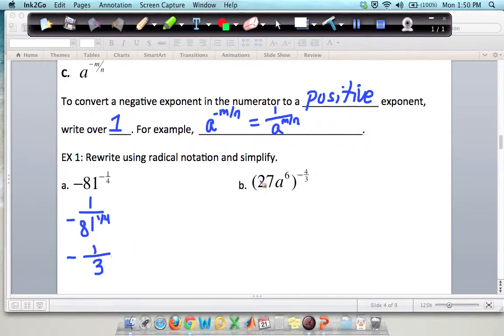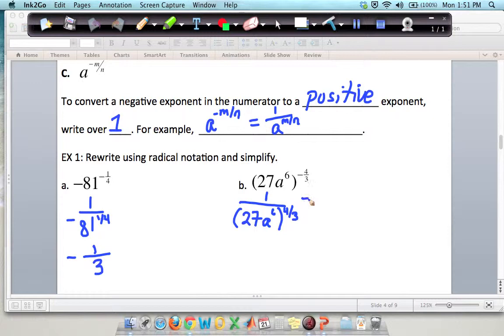For the second example here, the 27a to the 6th is all in parentheses, which means all of this is raised to the negative 4/3 power. So when I write it over 1, I need to bring down both the 27 and the a to the 6th, and that negative 4/3 will become positive. And then we want to simplify this.